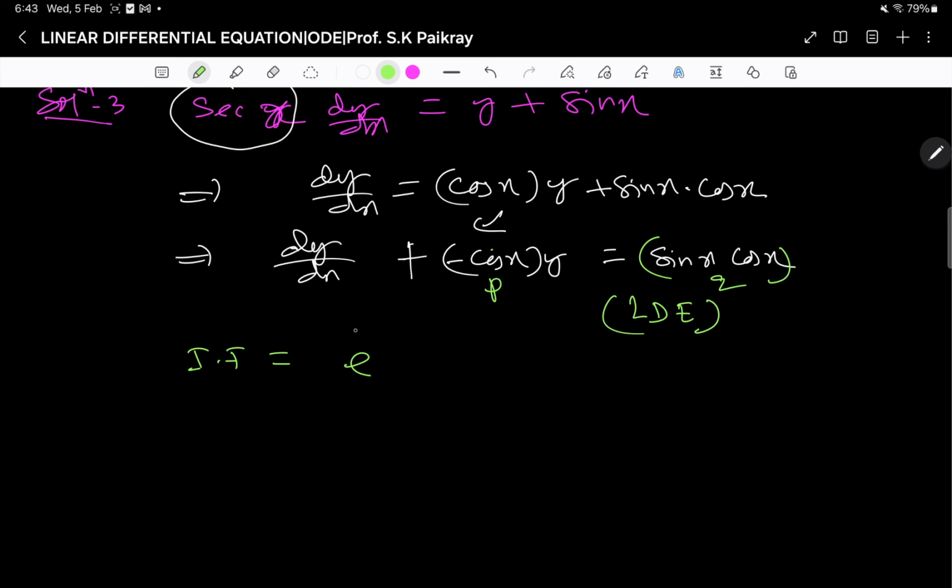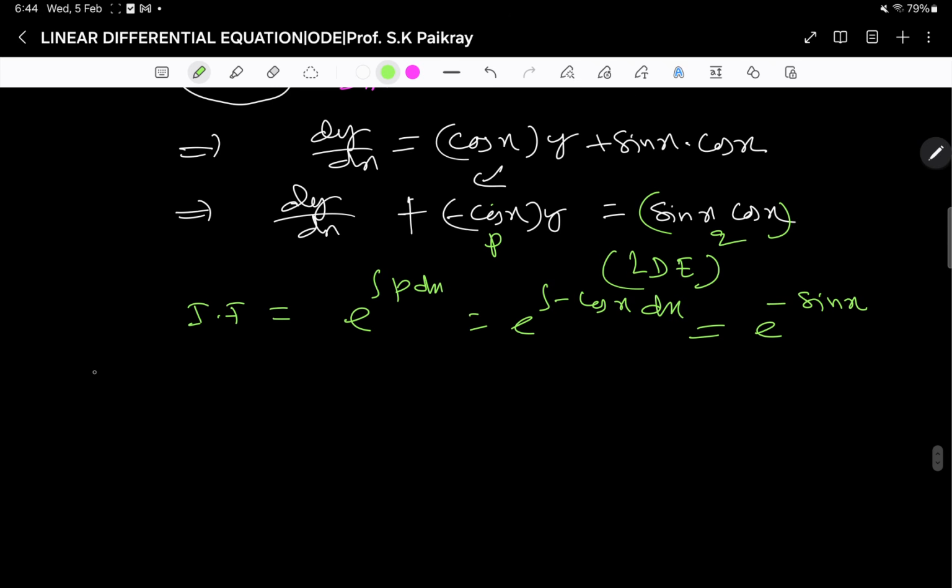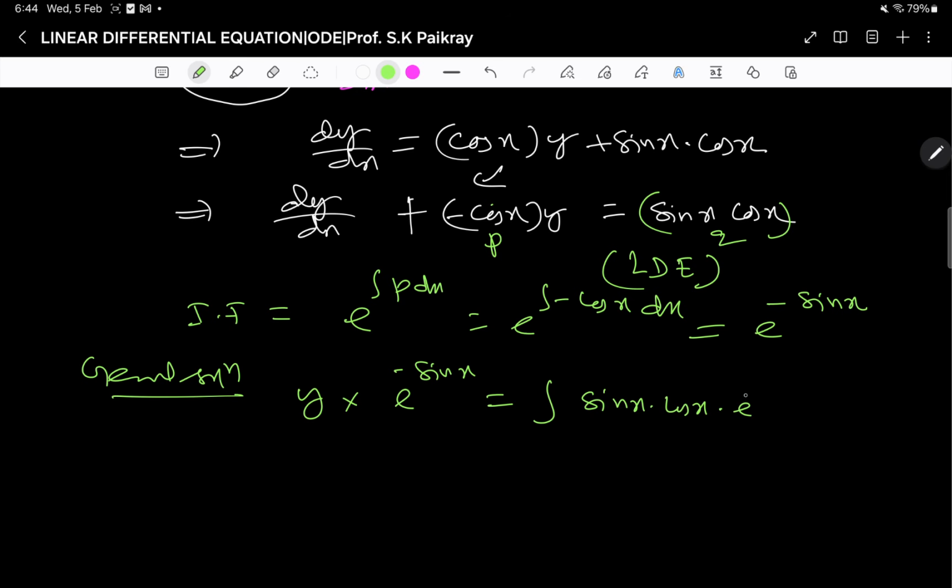Integrating factor is e to the power integral p dx. So this is e to the power integral minus cos x dx. So integral of cos x is sin x, e to the power minus sin x. Okay, so now you are coming to the general solution. y into e to the power minus sin x is equal to integral of q, which is sin x cos x into e to the power minus sin x dx plus some constant c1.